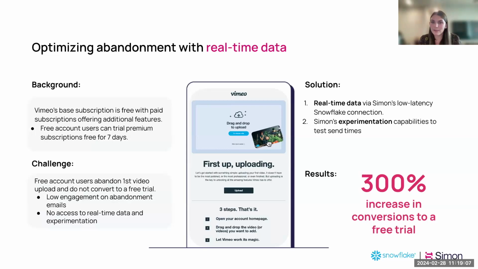They also ran experiments, testing some of the send times within Simon's platform, and this resulted in engagement data that was fed back into their analytics ecosystem for continued learning and optimization. So as a result of all of this, and after many, many iterations, we saw with Vimeo a 300% increase in trial conversions.